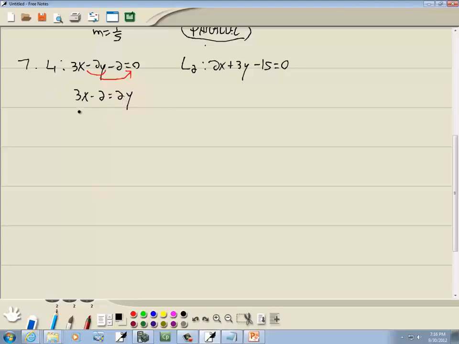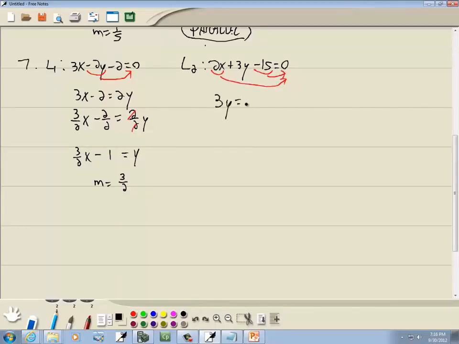We want to get y by itself, so we'll divide everything by 2. So 3/2 x minus 2 over 2 is equal to 2 over 2 y. And those 2's cancel. And we get 3/2 x minus 1. And our slope here is 3/2. Now we'll do the same thing on the other one. We want to get y by itself. So I'll take negative 15 to the right side, take the 2x to the right side.